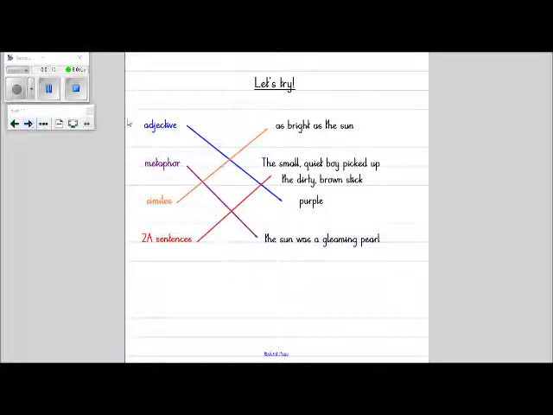And here are your answers. The adjective goes to the colour purple. The simile is as bright as the sun. The metaphor is the sun was a gleaming pearl. And the two-way sentence was the small quiet boy picked up the dirty brown stick.